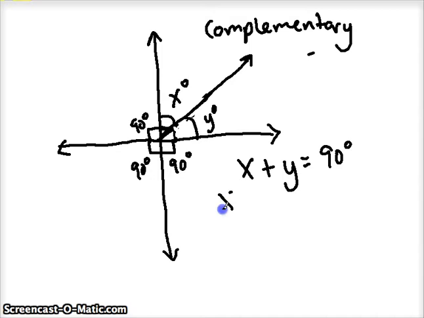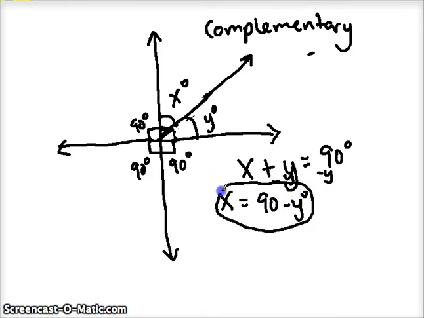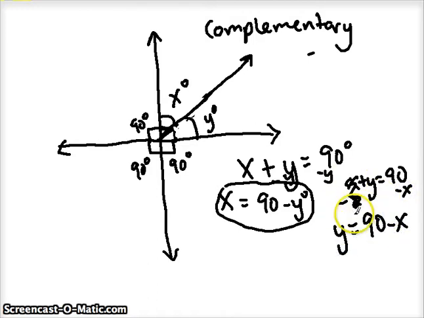And I can use my algebra here to solve for each one. If I subtract Y from both sides, then I get X equals 90 minus Y. And likewise, I could do the opposite. Let's redraw it here. I could subtract X from both sides, that would cancel that, and I would be left with Y equals 90 minus X. So now I have two formulas, one for each.